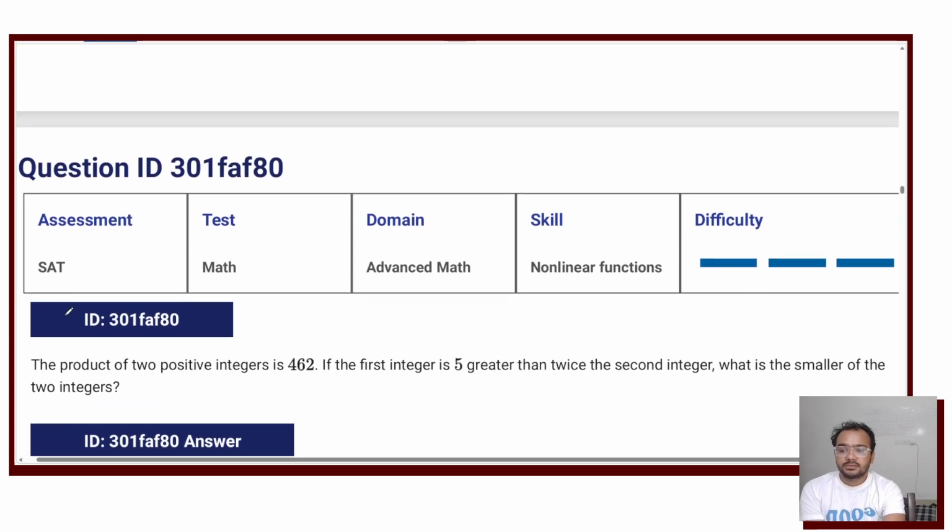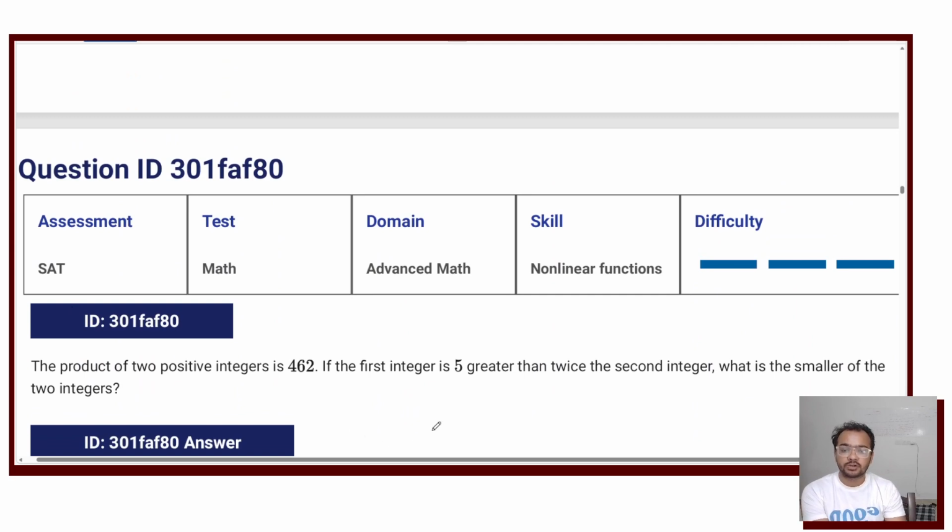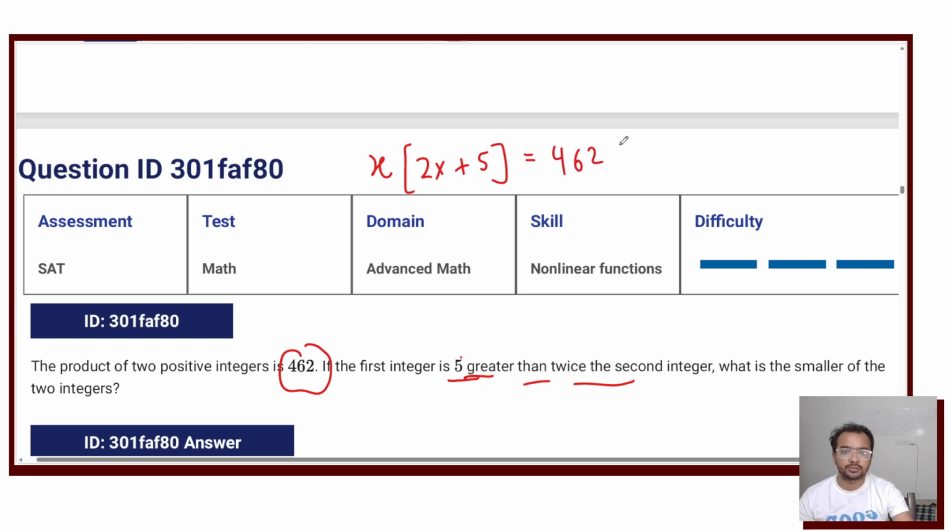Okay, so now we have the product of 2 positive integers is 462. The first integer is 5 greater than twice the second. So we have 2 integers here. Let's say one of the integers is x. So the other integer will be 5 greater than twice the second. So I'll double this integer first, 2x, and then make it 5 greater. To make it 5 greater, you need to add 5. So these are the 2 integers, and these 2 integers multiply to give 462.